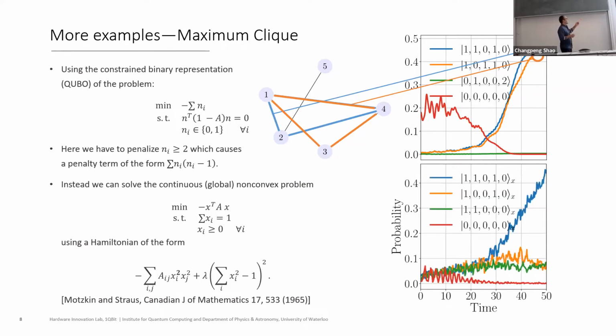Now you see that the bias is different. I don't see the orange click anymore as frequently, but the scheme is still working and finding the ground state.